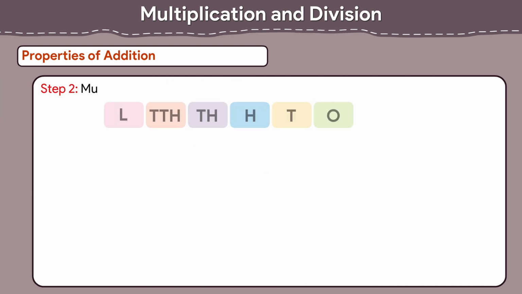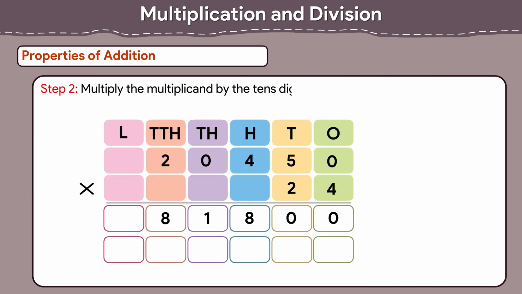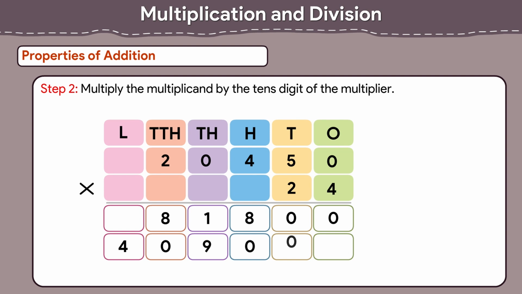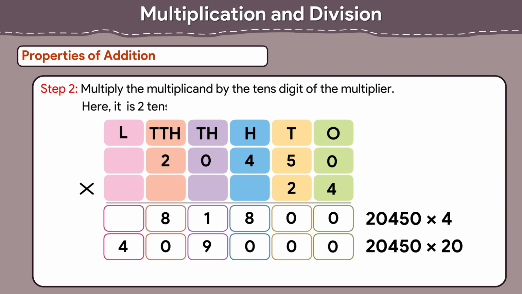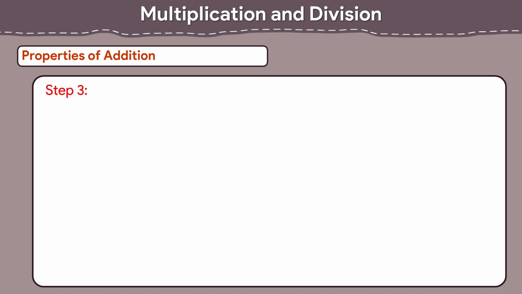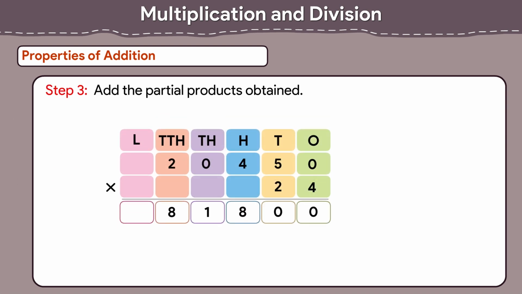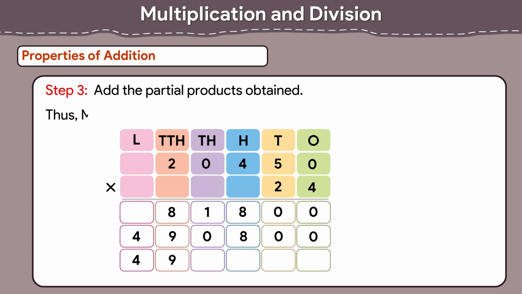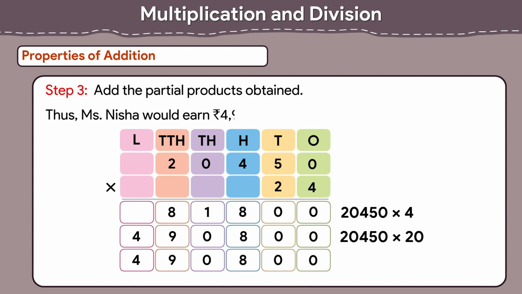Step 2. Multiply the multiplicand by the tens digit of the multiplier. Here, it is 2 tens, which is equal to 20. Step 3. Add the partial products obtained. Thus, Ms. Nisha would earn 4,90,800 in 2 years.